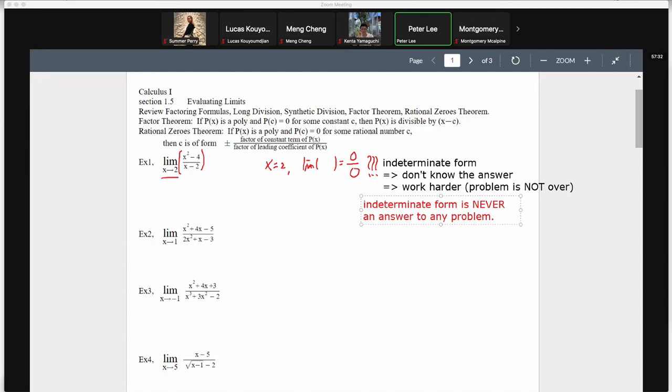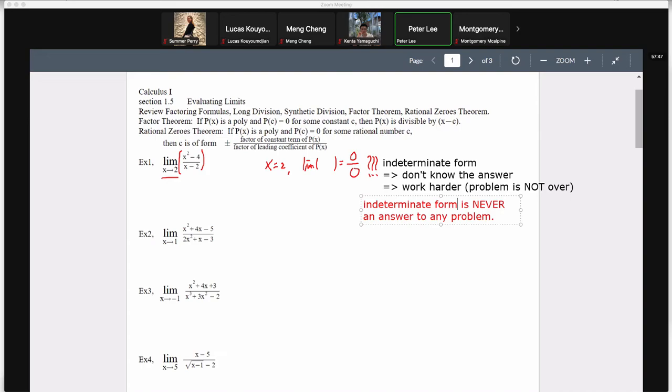And I already talked about indeterminate form, so just hold on. Don't ask me too many questions. And all of these guys are coming up. Indeterminate form is never an answer to any problem. And the first kind of indeterminate form we see is 0 over 0.